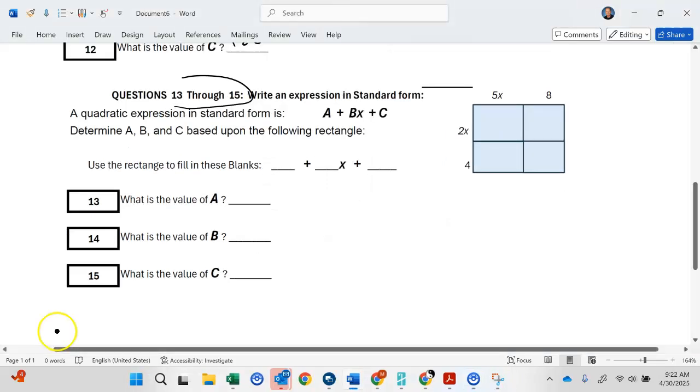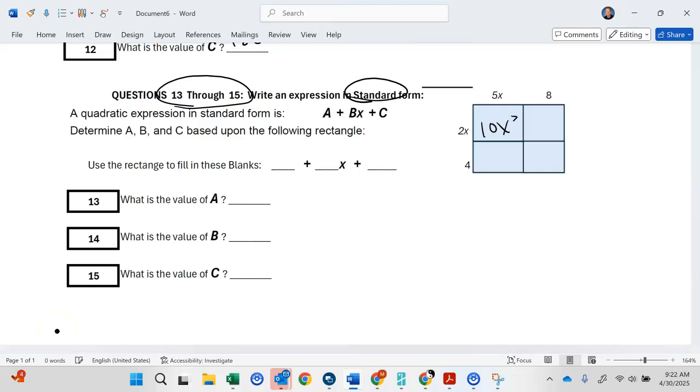Okay, one more practice, 13 through 15, standard form again. So 5x times 2x, 10x squared, right? 8 times 2x, 16x. 20x, 5x times 4. 8 times 4, 32. So 10x squared, add these, plus 36x, plus 32.